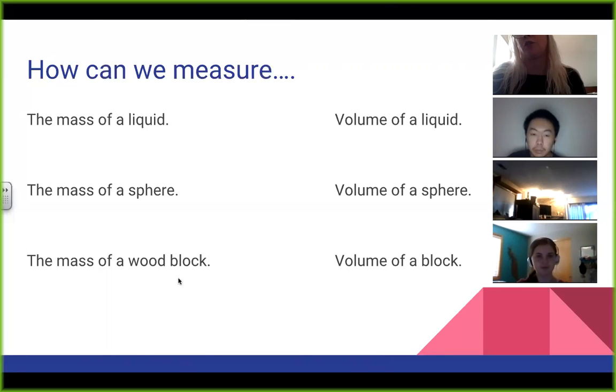So we'll look at pictures in a moment here of kind of what that process looks like. Now, what about volume? So if we want to measure the volume of a liquid, how do we do that?